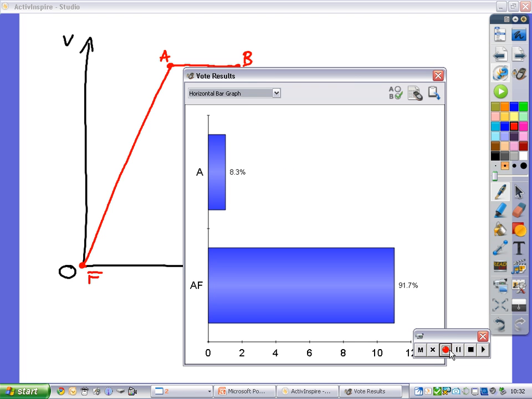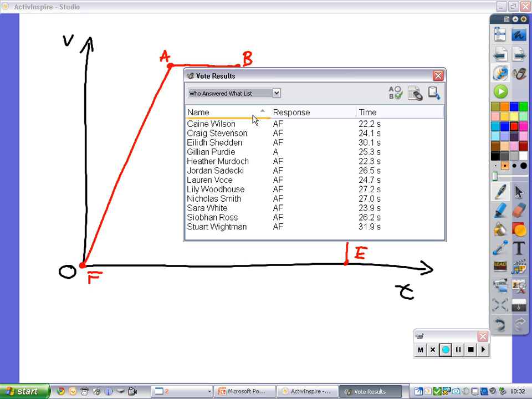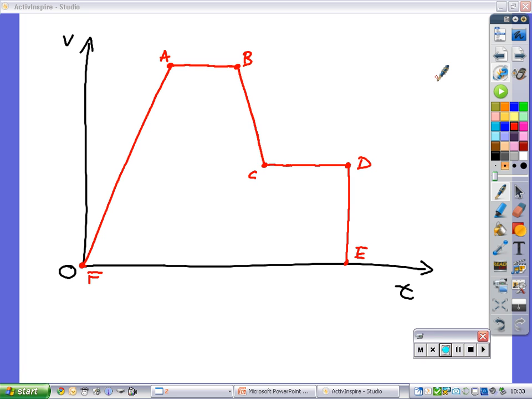Is it okay to do it in order? That doesn't matter. Okay, who put A? I put F-A. Okay, who put A? Jillian? Okay, so between A and F, or F and A, the object is accelerating, right? We know that one.